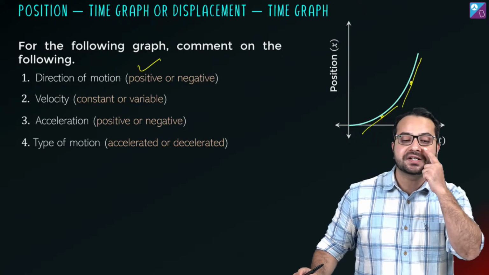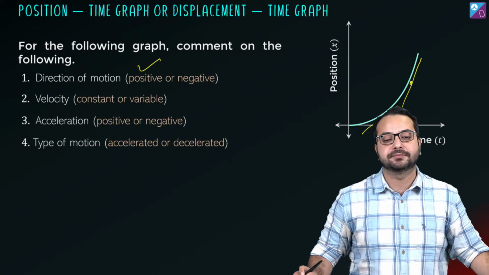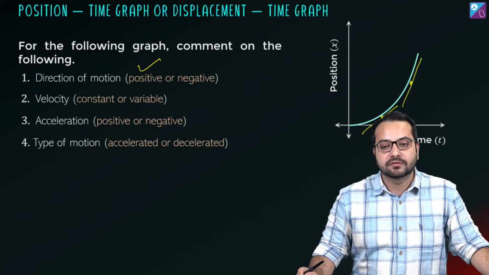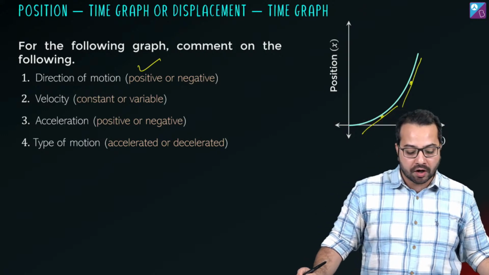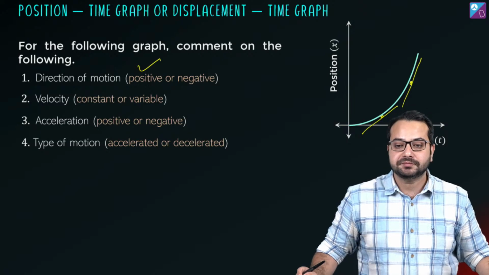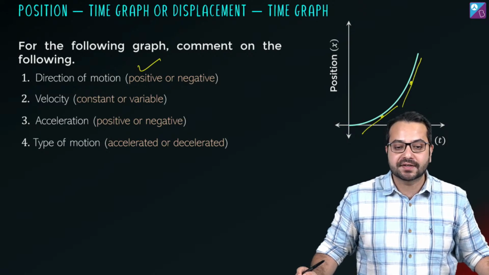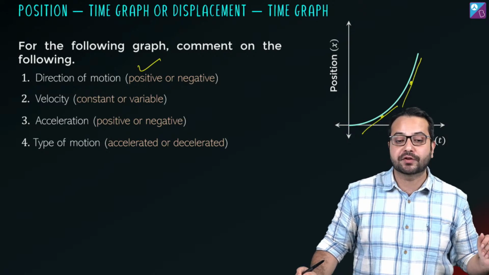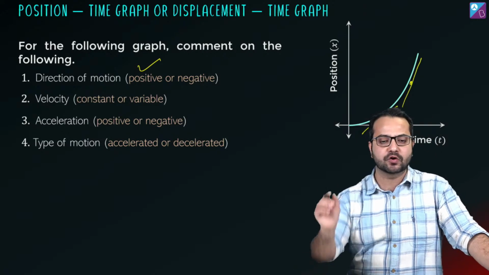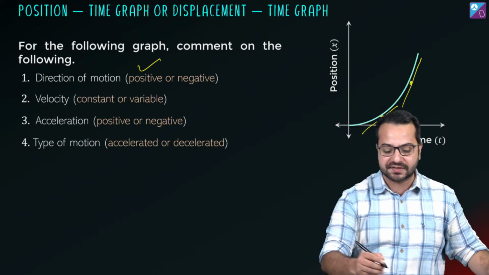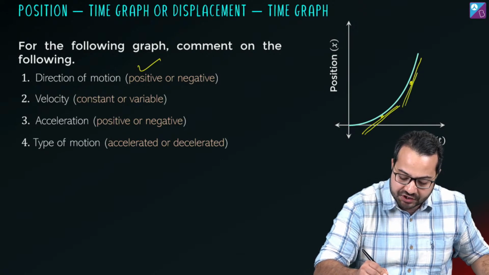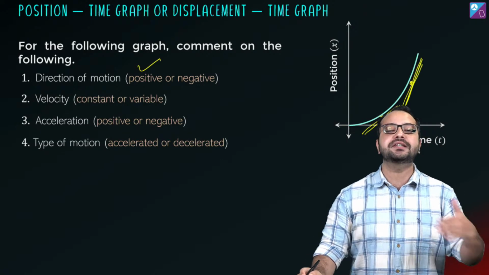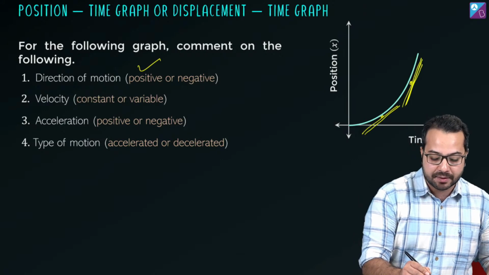Now tell me, velocity is constant or variable? Quickly tell me. Velocity is constant or variable? What do you think, guys? Variable. Obviously, Ankush is saying variable velocity. Obviously, because the slope is changing. The slope at every point is changing. So, obviously, it is variable velocity.